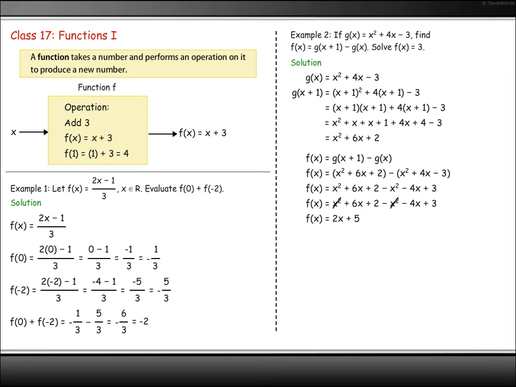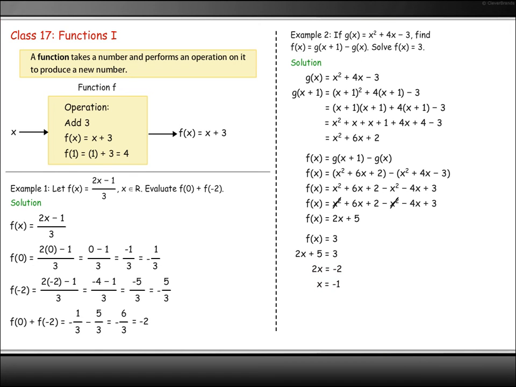Now solve f of x is equal to 3. Replace f of x by 2x plus 5. Solve for x. The final answer is x is equal to -1.